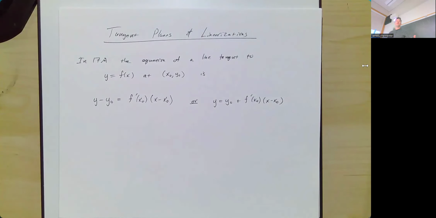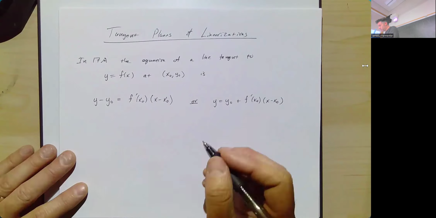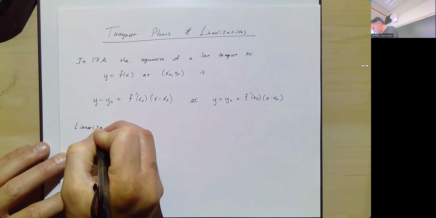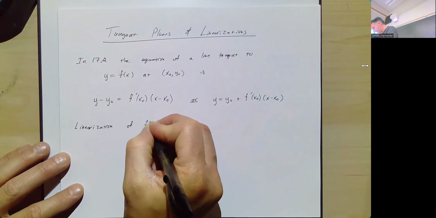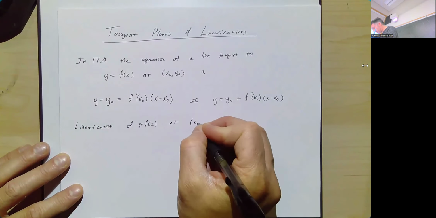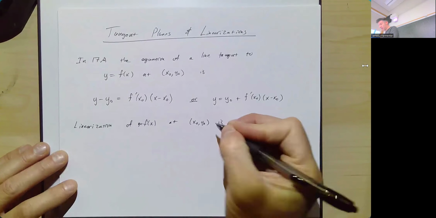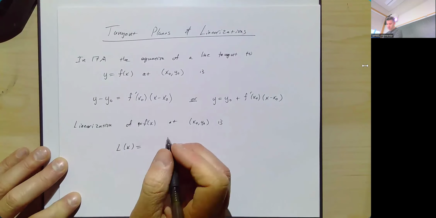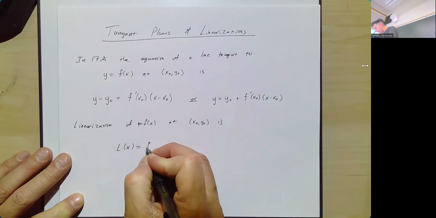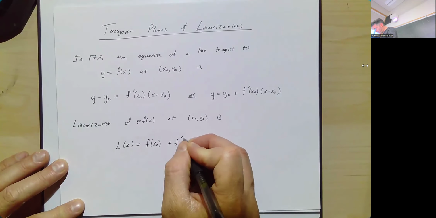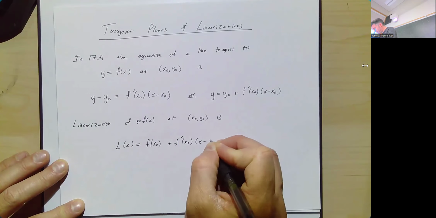The tangent line is just another name for the linearization of a function of one variable. The linearization of f of x, or y equal to f of x, at the point x naught, y naught is the same thing. We just write it as L of x equal to, and we usually don't write it as y naught. We usually write it as f of x naught for some reason, plus f prime of x naught times x minus x naught.